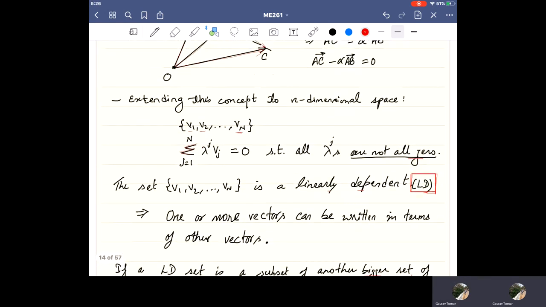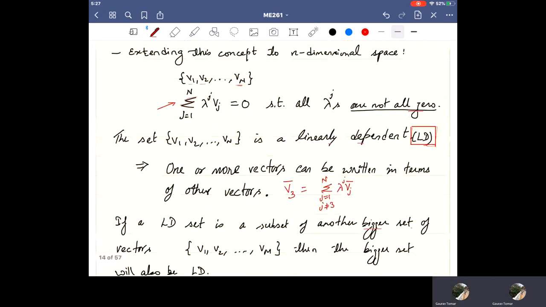Which essentially means that one or more vectors can be written in terms of other vectors. So this equation with non-zero lambda j's essentially implies that you can form some vj. Let's say we pick one: v3 can be written as a summation over all the other ones, j equal to 1 to n, j not equal to 3, of lambda j vj. So one of the vectors can be written in this form. That's what linear dependence means.